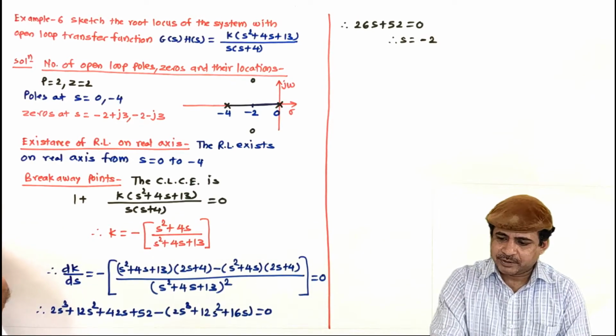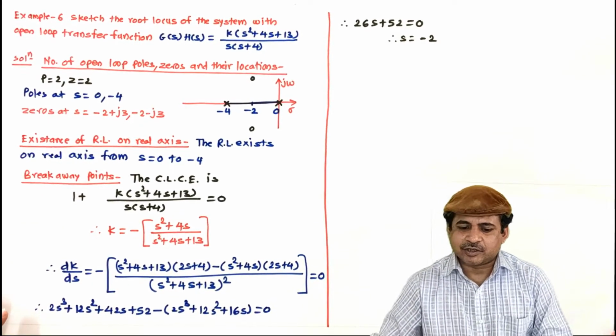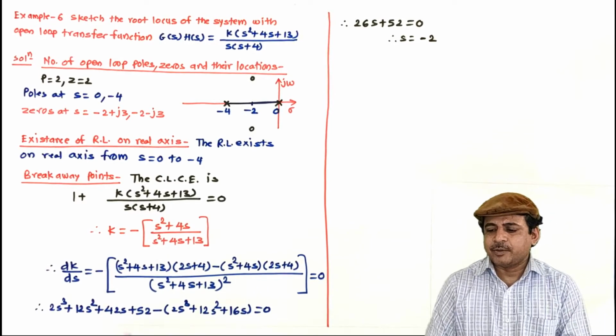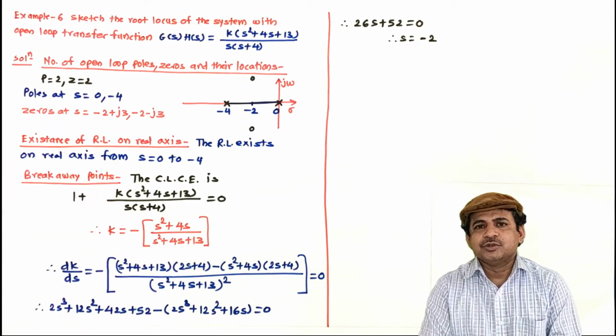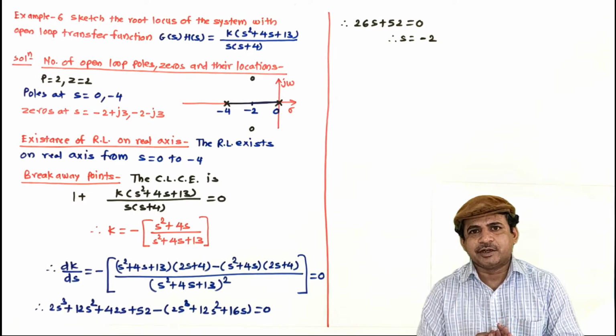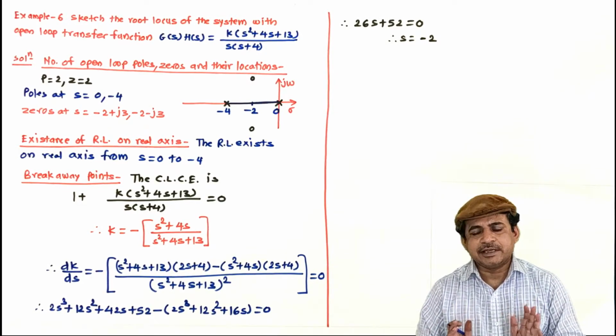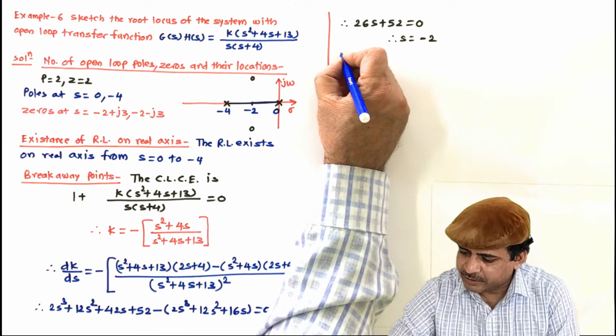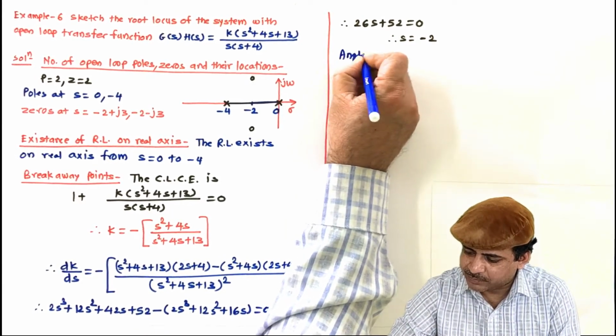Next is intersection of imaginary axis. Now here P minus Z is 0. So root locus will never intersect the imaginary axis, hence no need to find out the intersection with imaginary axis. Next step will be directly angle of arrival.